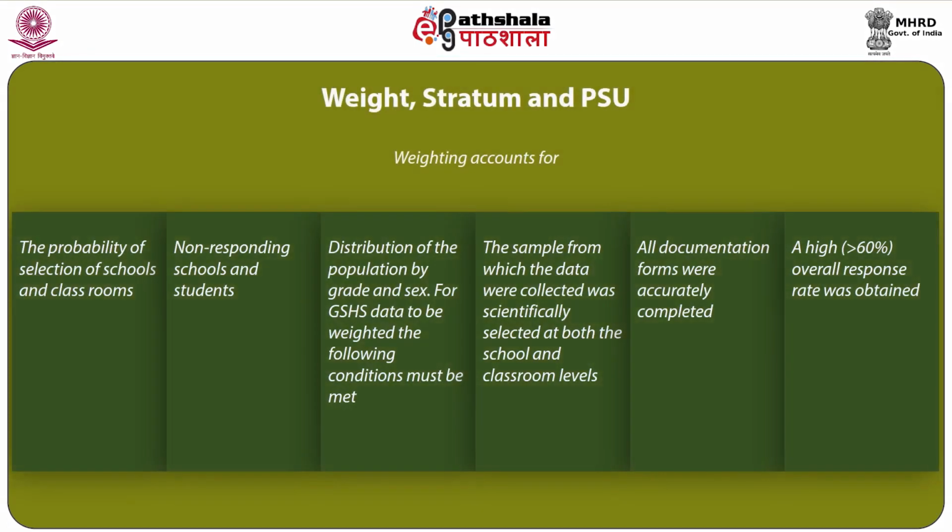Weighting accounts for the probability of selection of schools and classrooms, non-responding schools and students, and distribution of the population by grade and sex. For GSHS data to be weighted, the following conditions must be met. The sample from which the data were collected was scientifically selected at both school and classroom levels. All documentation forms were accurately completed. A high, more than 60% overall response rate was obtained.